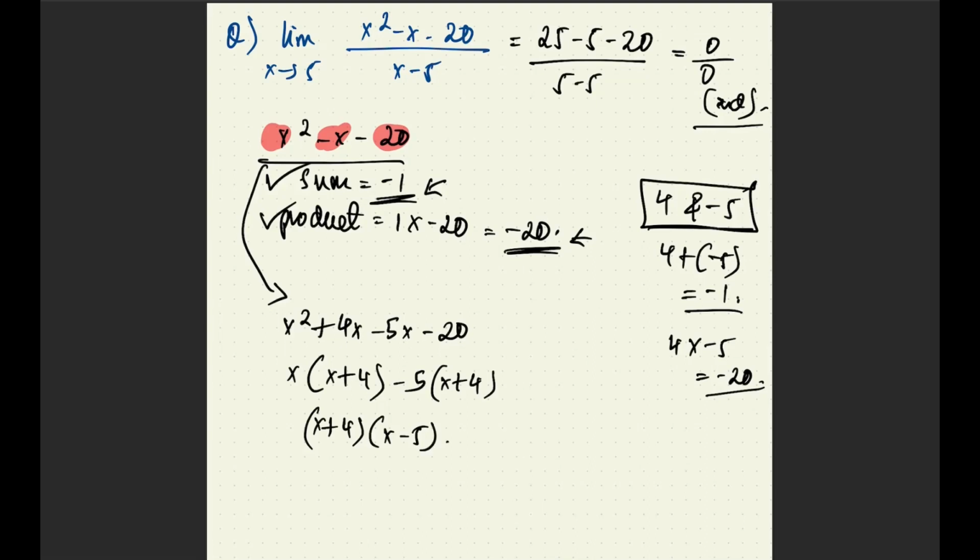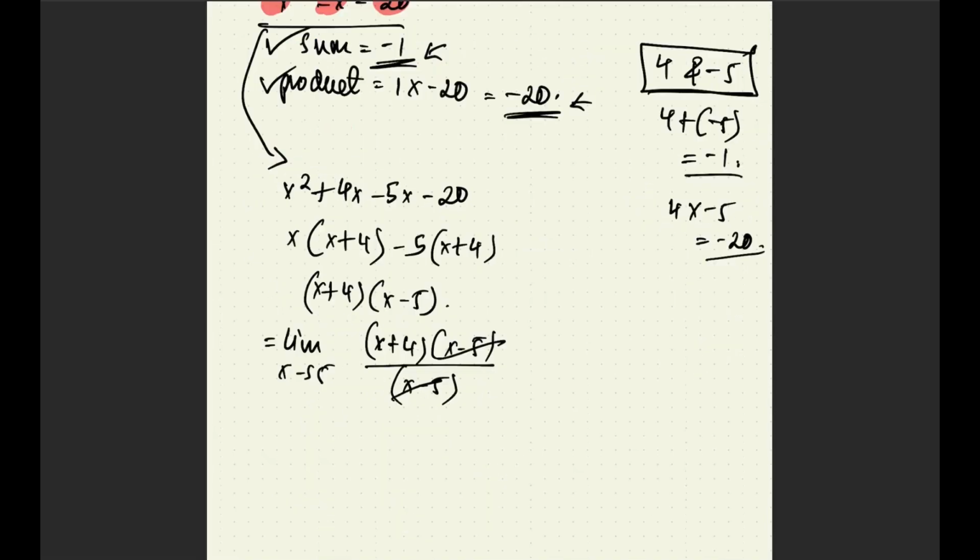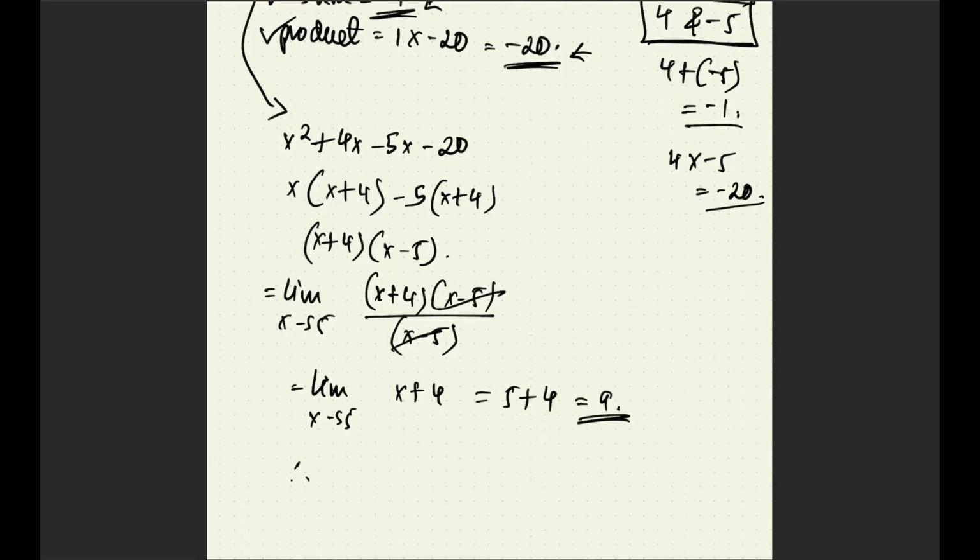So now let's rewrite the original function. We can rewrite this as the limit as x approaches 5 of x plus 4 multiplied by x minus 5, divided by x minus 5. So this will cancel out, and that leaves us with the limit as x approaches 5 of x plus 4. And now if we plug in, we're going to get 5 plus 4, and therefore the limit is 9. So we can say that the limit as x approaches 5 of our function is equal to 9.